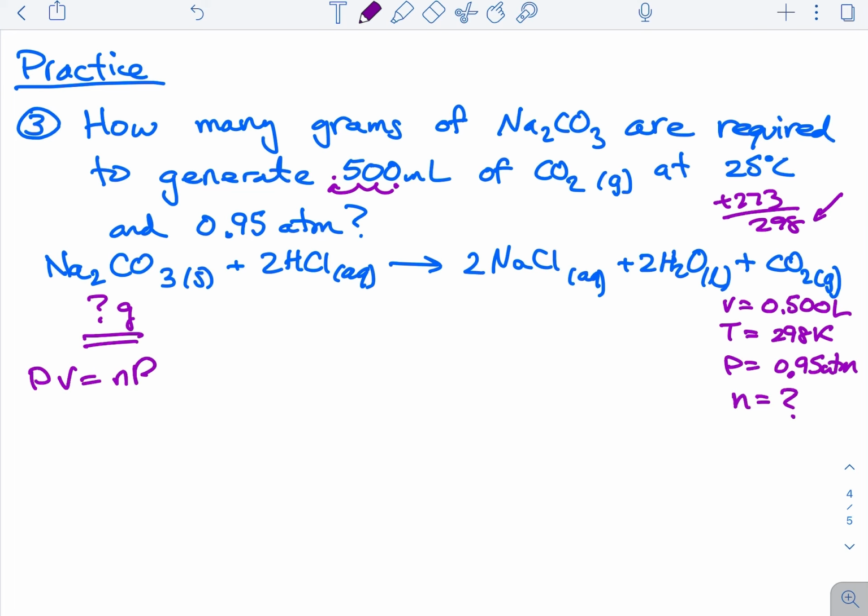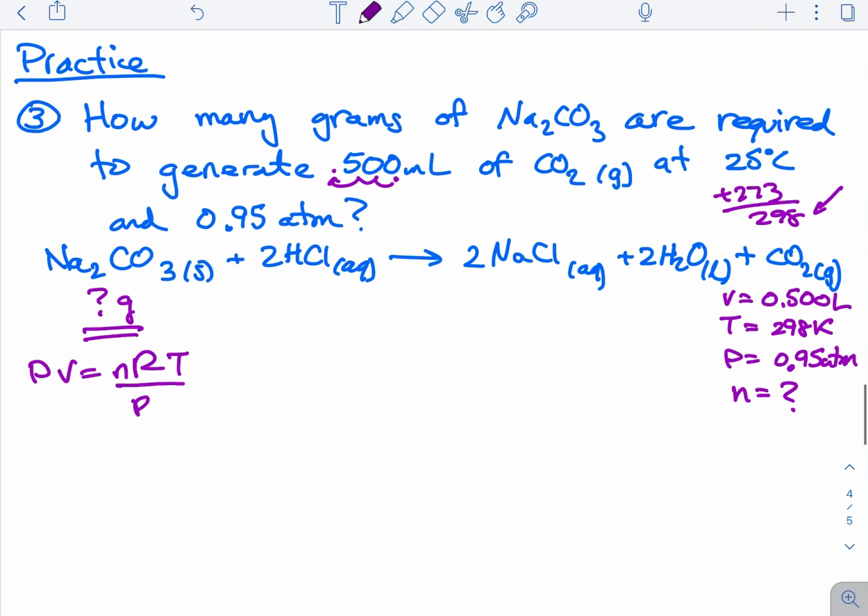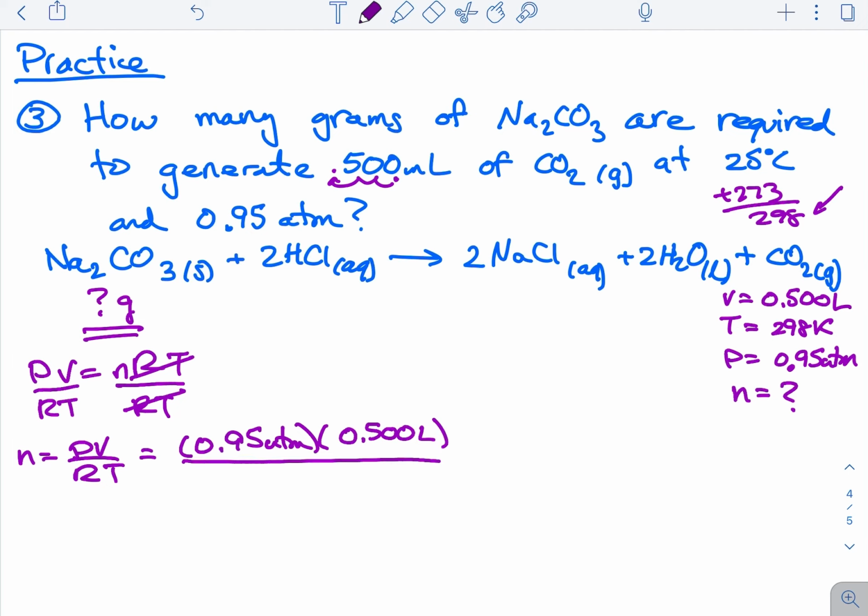take PV = nRT, and we're going to solve for N. So I'm going to divide both sides by RT to isolate N. So N is now P times V over RT, where our pressure is 0.95 atmospheres, our volume is 0.500 liters. We're using atmospheres here, so we've got to pick the 0.0821 R value, atmosphere liters per mole Kelvin. And the temperature is 298 K. Kelvin cancels, liters cancel, atmospheres cancel. We're going to end up with 1 over moles, which turns into moles.